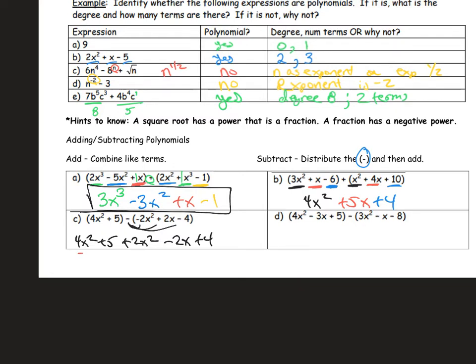And now you're here, you can group, you can combine like terms. 4 plus 2 is 6. So I got 6x squared. I only have one x term, so minus 2x. And then I have a 5 plus 4. 5 plus 4 is 9, and I got my solution.